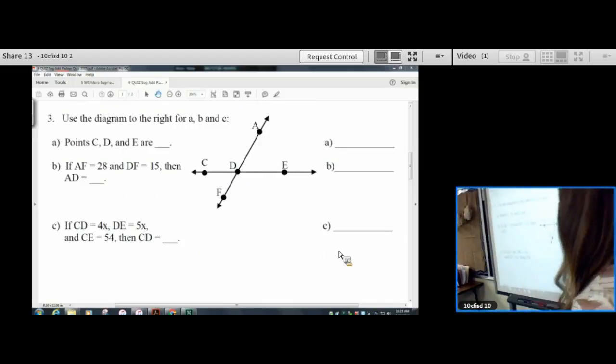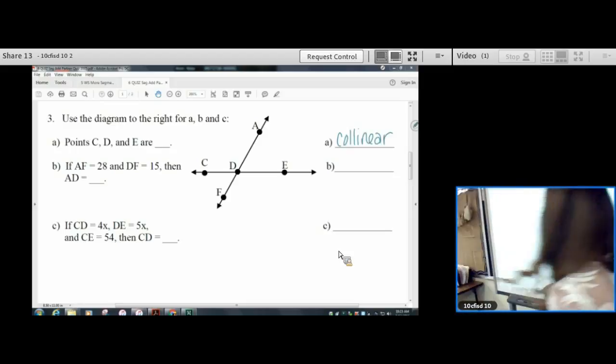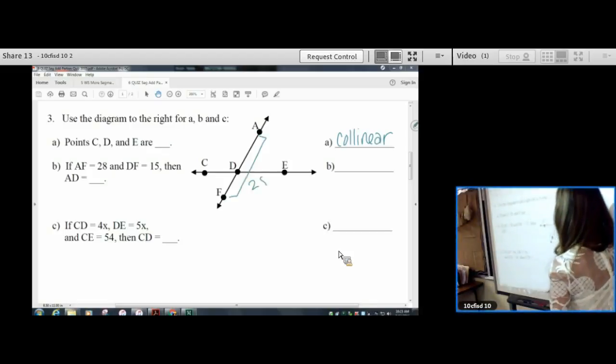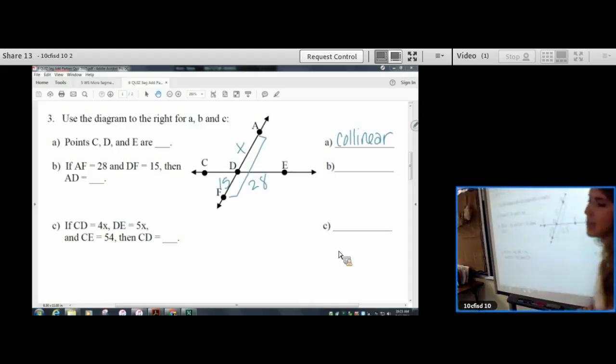Number 3, part A was just a vocab word. Points B, E, and D are collinear. Yay for reviewing previous units. Okay, B. AF is 28. DF is 15. Find AB.